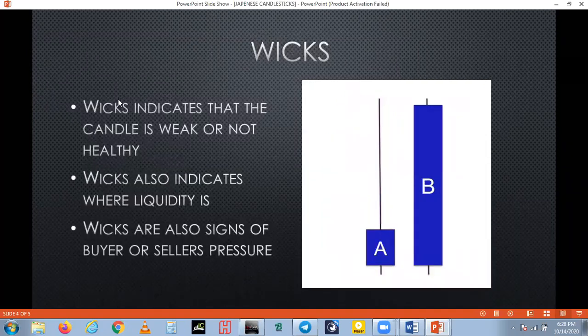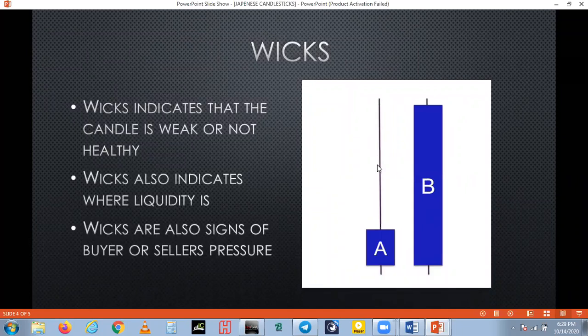So wicks indicate that the candle is weak or not healthy. If you look at candle A and candle B, this wick that came into candle A shows that this candle A is not healthy. What do I mean by healthy? It is not strong enough. It was buying before, it bought to this place, but sellers' pressure pushed it down.